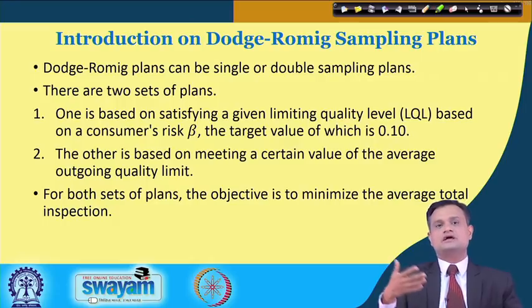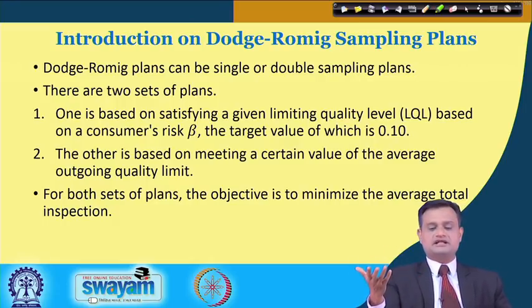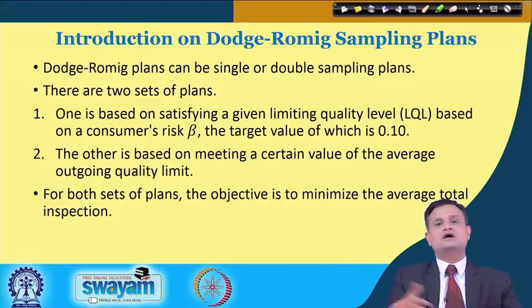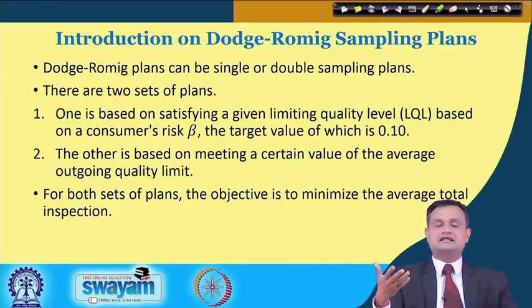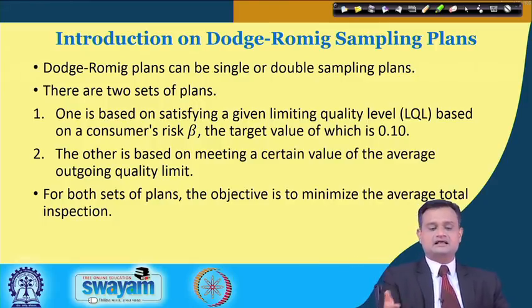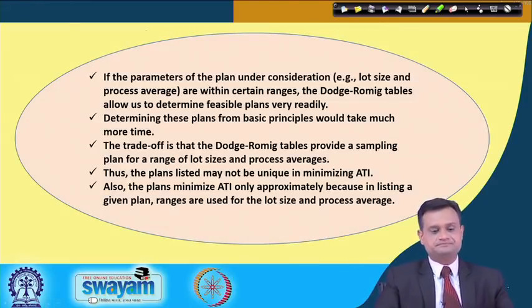I can choose both depending upon the objective, that either I want to minimize the average total cost of inspection, or I want to be more critical in terms of my consumer protection, or maybe in terms of other criteria like average outgoing quality limit. So, here if the parameters of the plan under consideration, like lot size and process average, are within certain ranges, these Dodge-Romig tables allow us to determine a feasible plan very easily and readily.